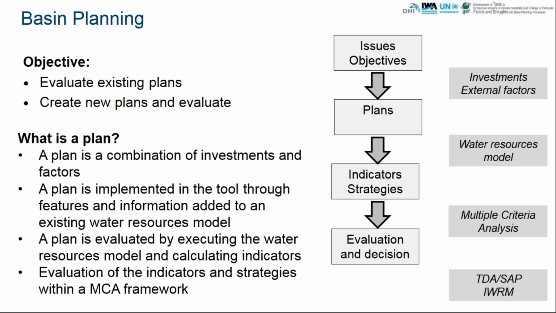And in this flowchart here, I'm summarizing what I have just said. So first, there will be a stage of identifying the issues and objectives. There will be a definition and design of plans. And then with the water resources model, we calculate indicators. The user also specifies different strategies which are used to evaluate the different plans and then will lead or support the decision.